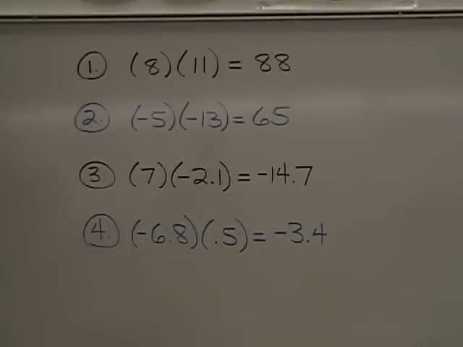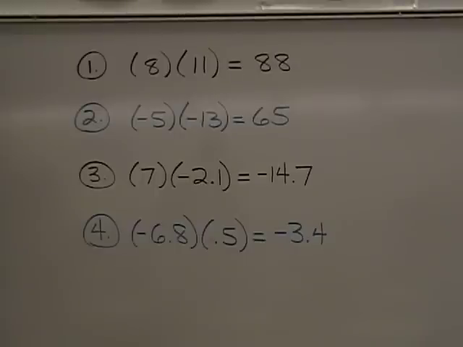Here we have four examples showing our rules for multiplying integers and decimal numbers together. Take a look at number 1. We have a positive 8 times a positive 11. And according to our rules, we know that a positive times a positive will give us a positive answer. So all we have to do is worry about multiplying 8 times 11, and that equals 88. No big deal, right?